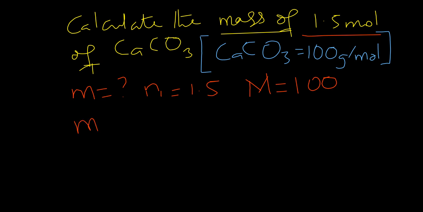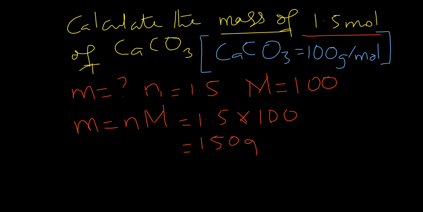Mass equals the mole times molar mass. So that will give us the mole is 1.5 times the molar mass, which is 100 gram per mole. We multiply 1.5 by 100 grams per mole. That will give us 150 grams. It's as simple as that. So the mass of 1.5 mole of calcium carbonate is 150 grams. And I believe that should bring us to the end of our lesson for today.